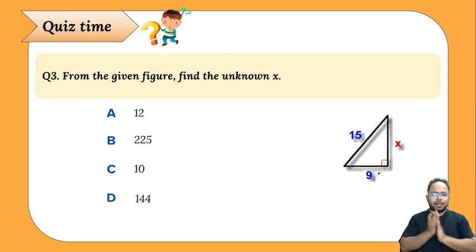15, 9 और x, 10 सेकेंड्स है। 10, 9, 8, 7, 6, 5, 4, 3, 2 and 1. करेक्ट आंसर इज 12। कैसे कर लें?